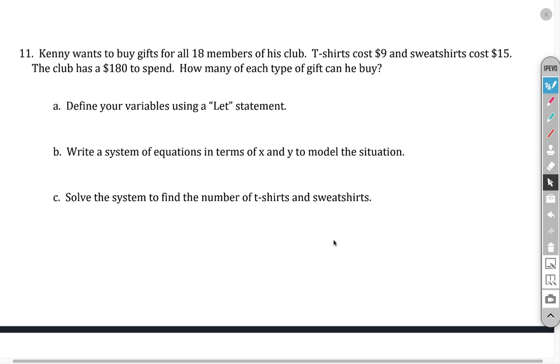Number 11. Kenny wants to buy gifts for all 18 members of his club. T-shirts cost $9 and sweatshirts cost $15. The club has $180 to spend. How much of each type can he buy? So, notice we're trying to figure out how many. So, this is where we're going to use our standard form equation.